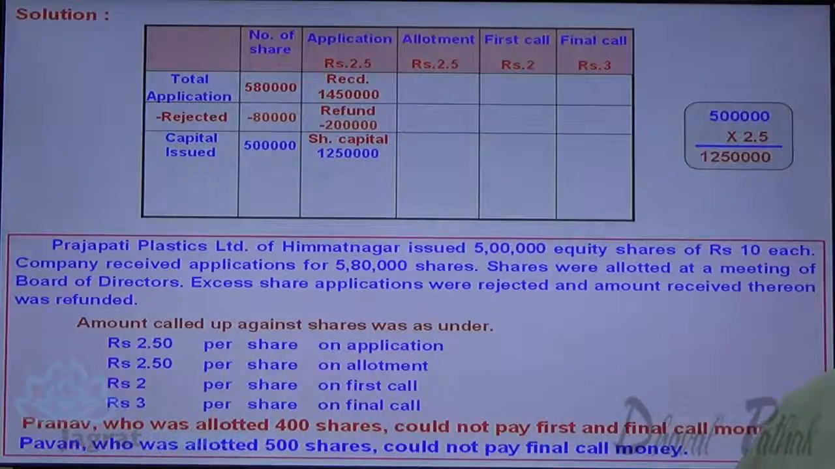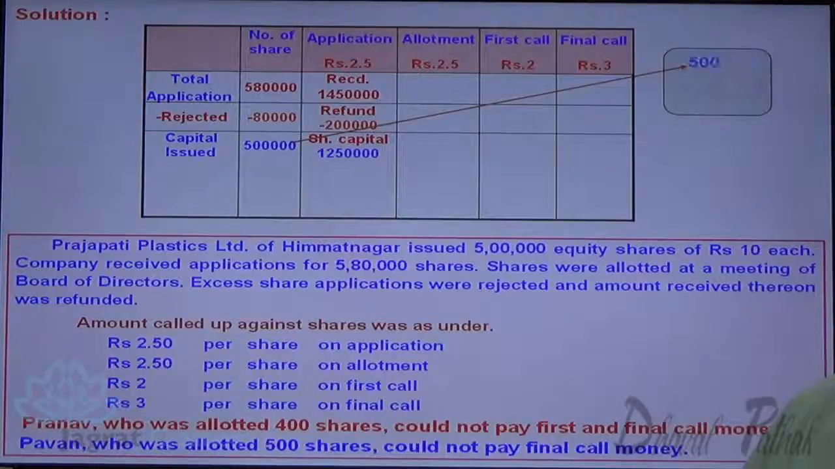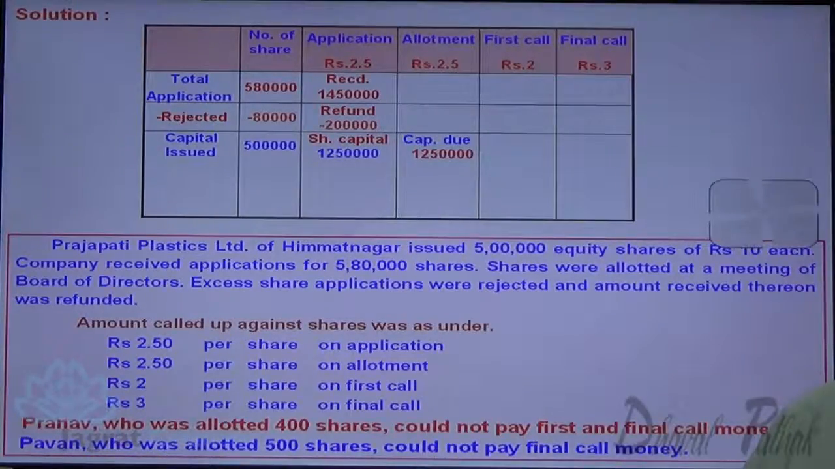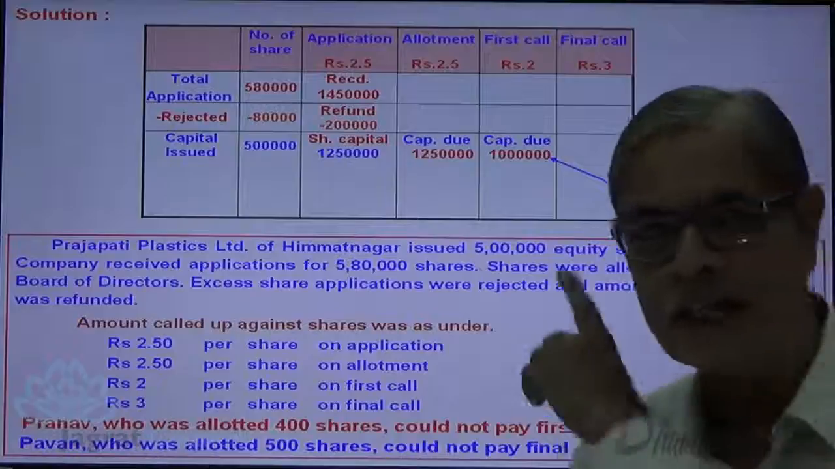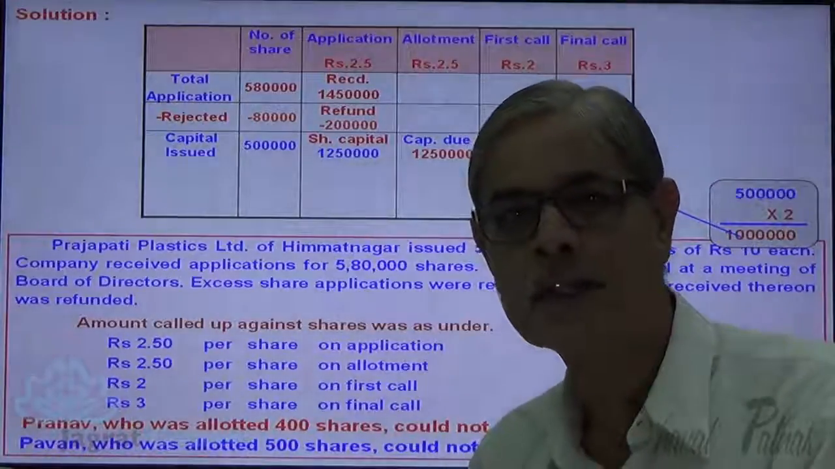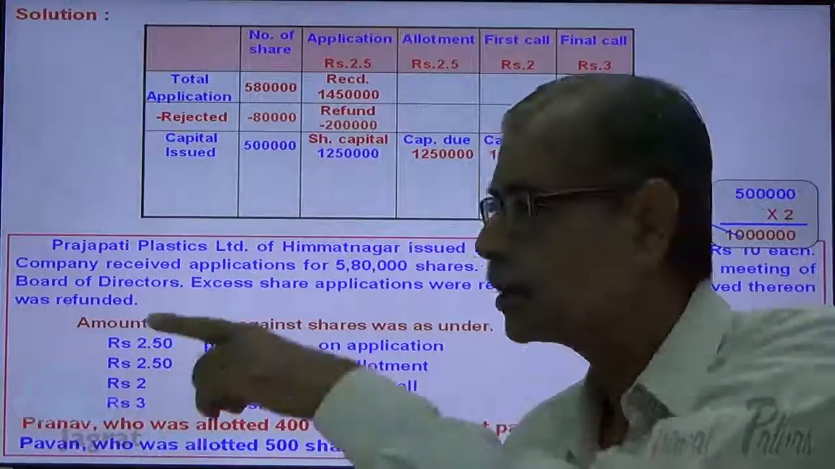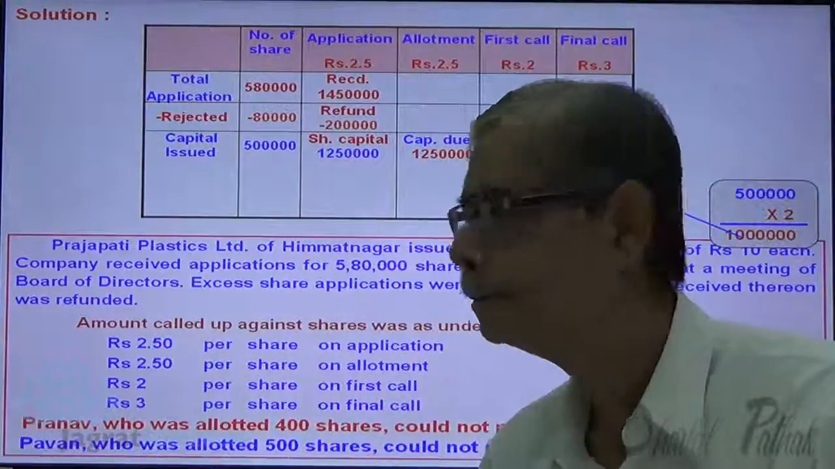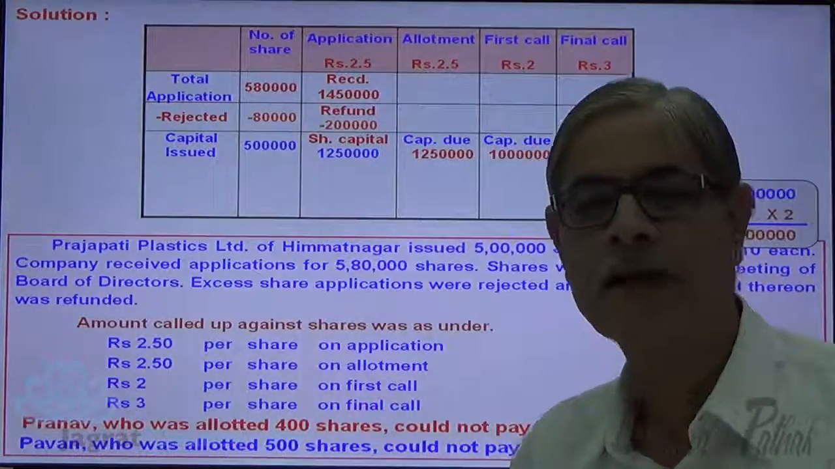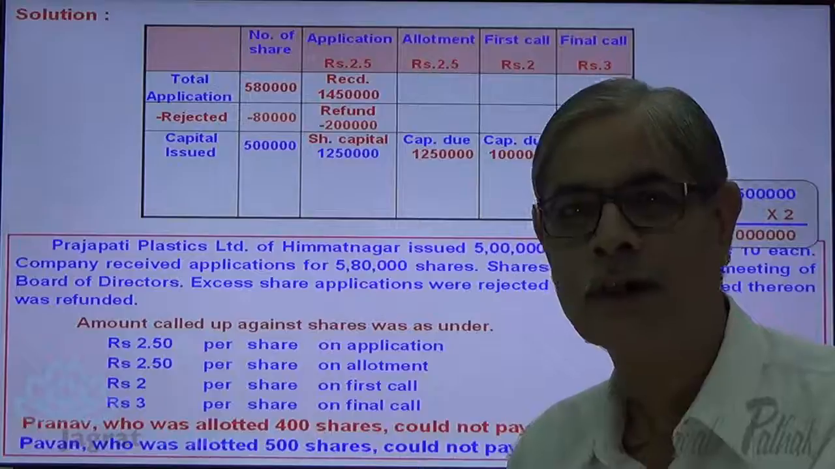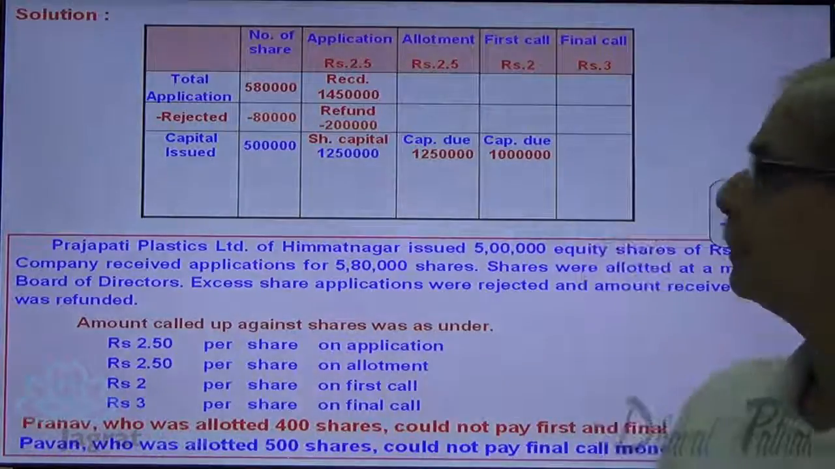Now, capital demanded with allotment at the rate of rupees 2.5 per share on shares allotted. The capital due with first call at the rate of rupees 2 per share on how many shares? 5 lakh shares. That is the shares issued, allotted. Similarly, final call, capital due with final call at the rate of rupees 3 per share.